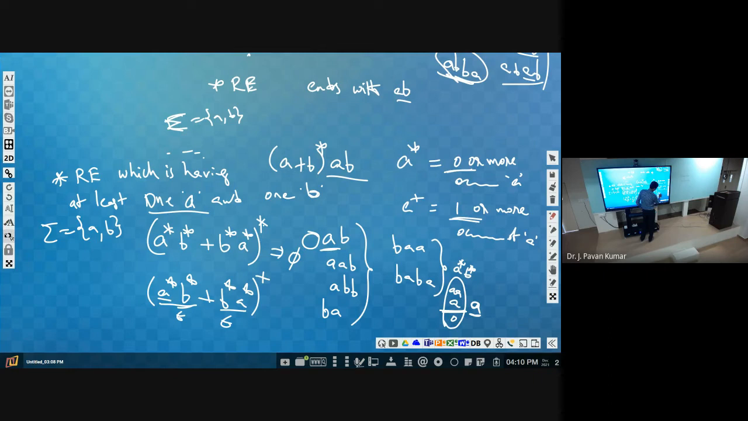Before A we can have any number of B's. Next, what about after A? After A we will be having somewhere B. So before B we can have any number of A's. We can have any number of B's as well. After B also we can have any number of A's, and after this also any number of B's. Yes or no?